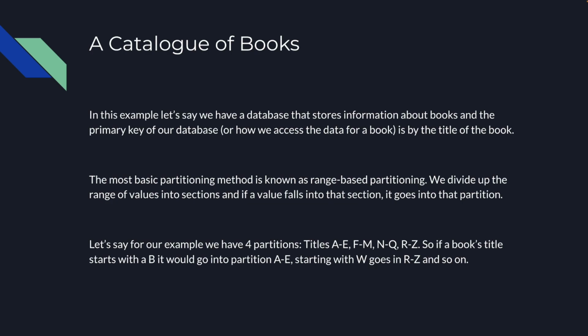The most basic partitioning method is known as range-based partitioning. We divide up the range of values into sections, and if a value falls into that section, it goes into that partition. Let's say, for example, we have 4 partitions. Books with titles A to E, F to M, N to Q, or R to Z. So if a book's title starts with B, it would go in the partition A to E, starting with a W would go into R to Z, and so on and so forth.